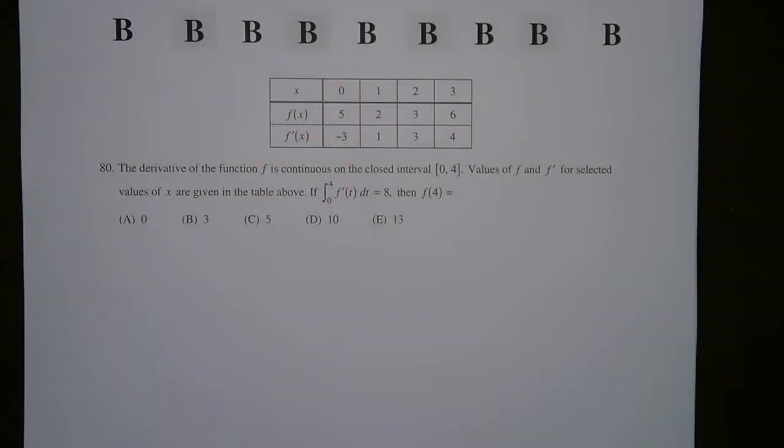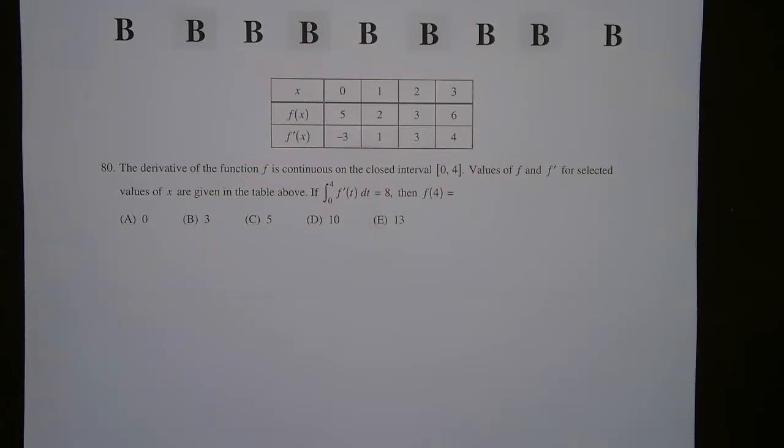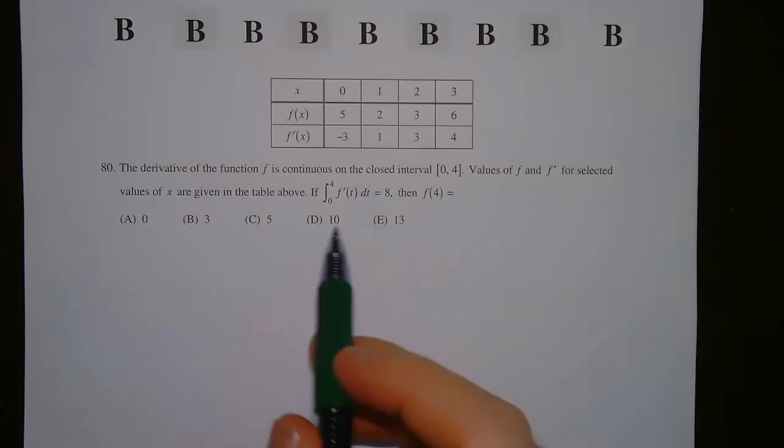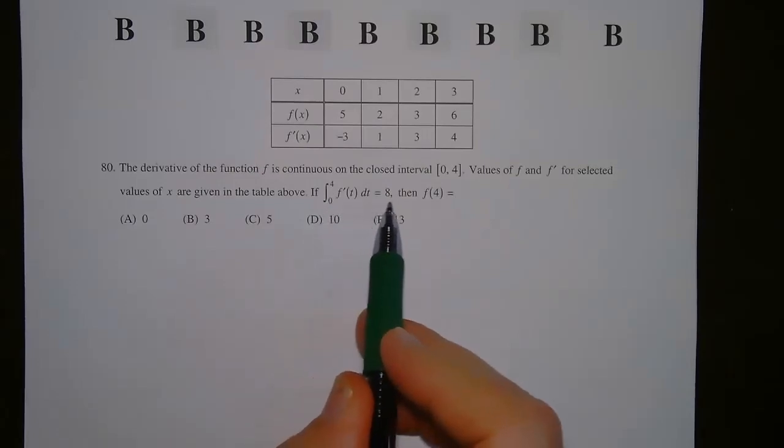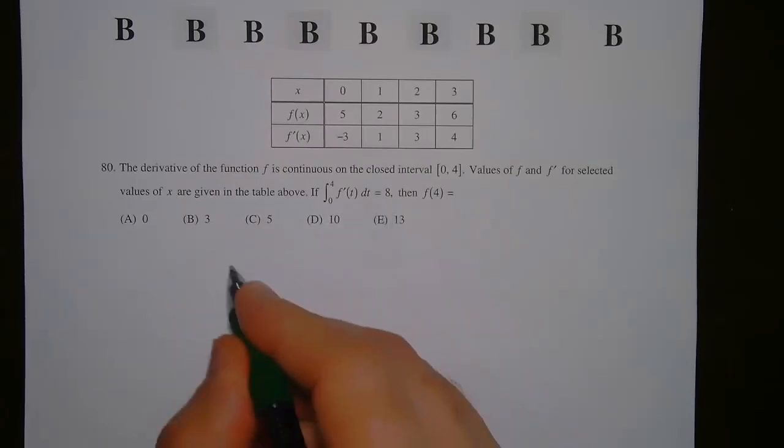Let's go to number 80, which I think is another excellent question that if I were writing the exam this year, I would be giving you guys something like this, because you can't just Google it and look it up. Okay, so we know that the integral from 0 to 4 of f prime of t dt is equal to 8.